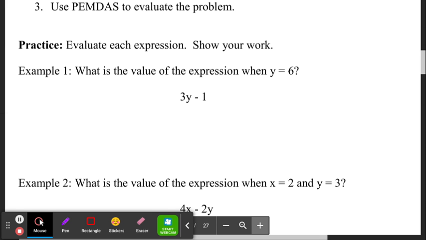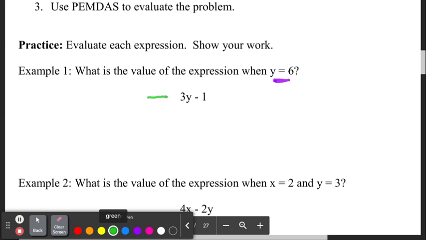Example number 1. What is the value of the expression when y equals 6? Well, we know we're going to substitute. This tells us right here. Wherever we see a y, we're going to place a 6. But before we do that, I'm going to read this part in my head. 3y minus 1. Well, 3y, this means 3 times y, then you minus a 1.